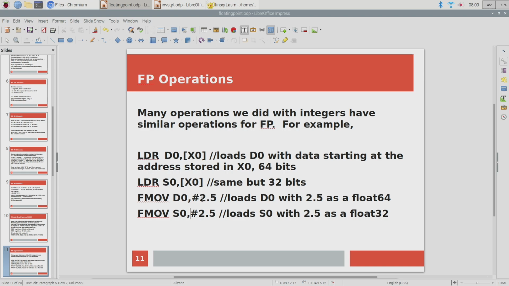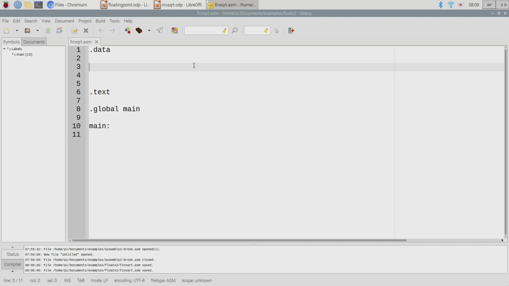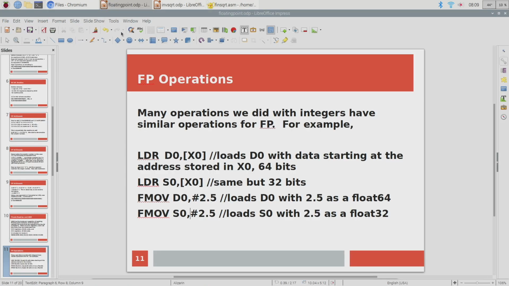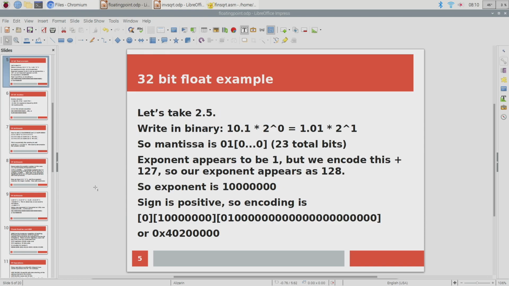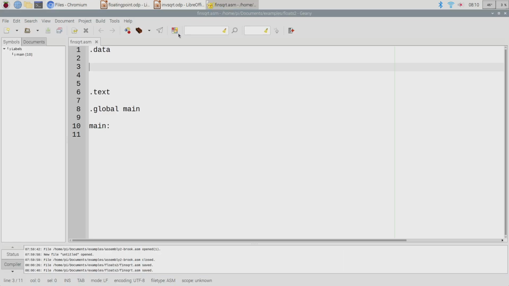So you can't just FMOV everything the way that you would expect. And so what you have to do is something a little bit different. Let's say, for example, that I want to, and just because I'm lazy, let's see, this is our 32-bit float. So that's 2.5. I'm going to be lazy and I'm going to copy it here.